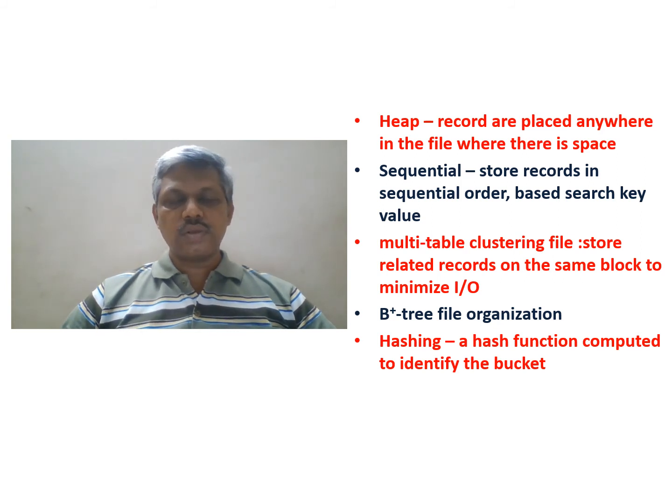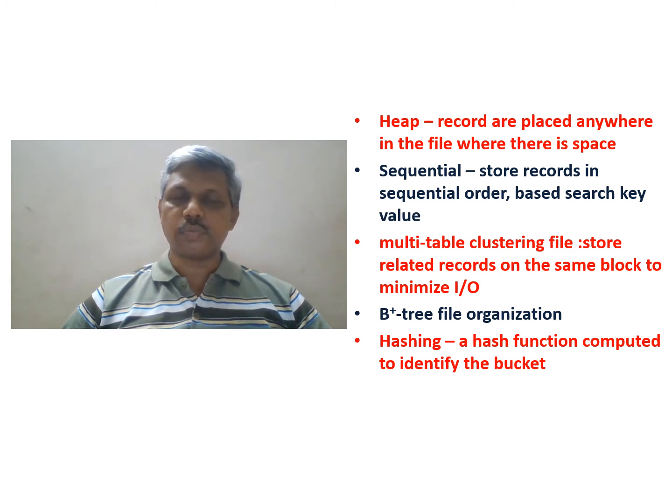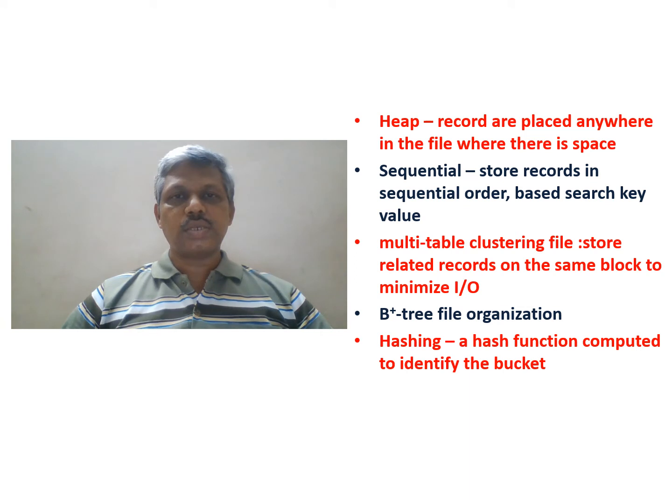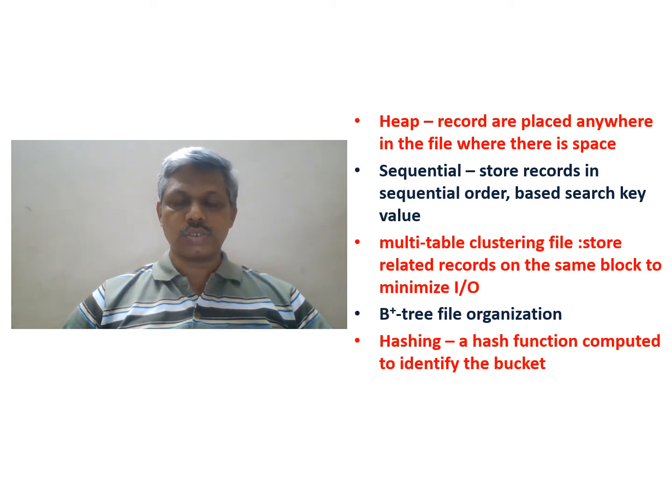And then the sequential one, where records are stored in sequential order based on a search key value. Based on a specific attribute, a key value is taken. It need not be a primary key; it can be any of the important attributes. So based on the search key value, the records are stored in a sequential order, one after the other, contiguously. Or a multi-table file, where all related records are stored in one page or one block.